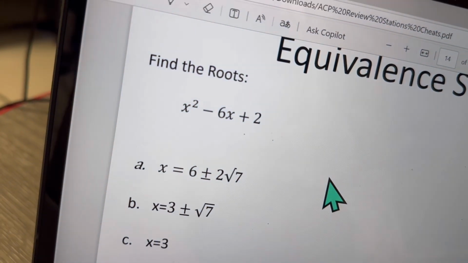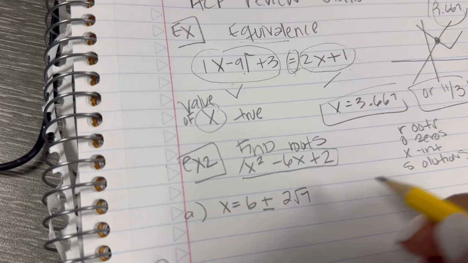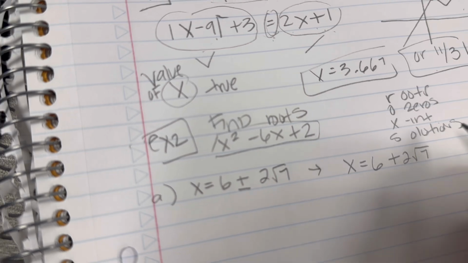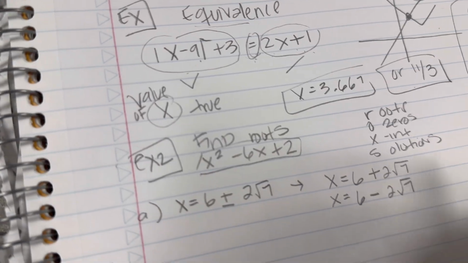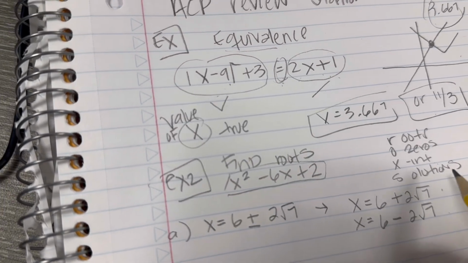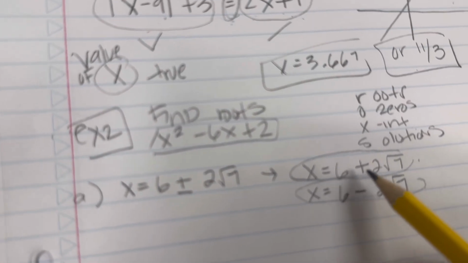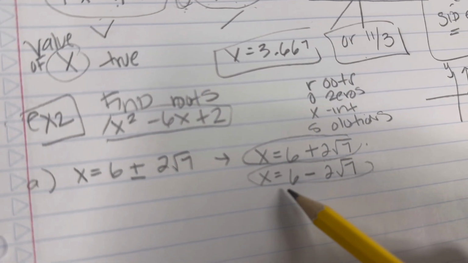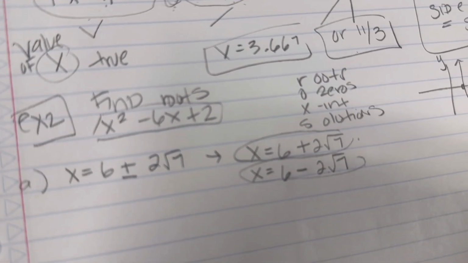A is x equals 6 plus or minus 2 radical 7, right? This means you're going to graph x equals 6 plus 2 radical 7. You're also going to graph x equals 6 minus 2 radical 7. That's what that means. It's two different entries. Your x-intercept crosses at this point and this point. So 6 plus 2 something, so it's like 8 something. 6 minus 2 something, it's around 3 point something.